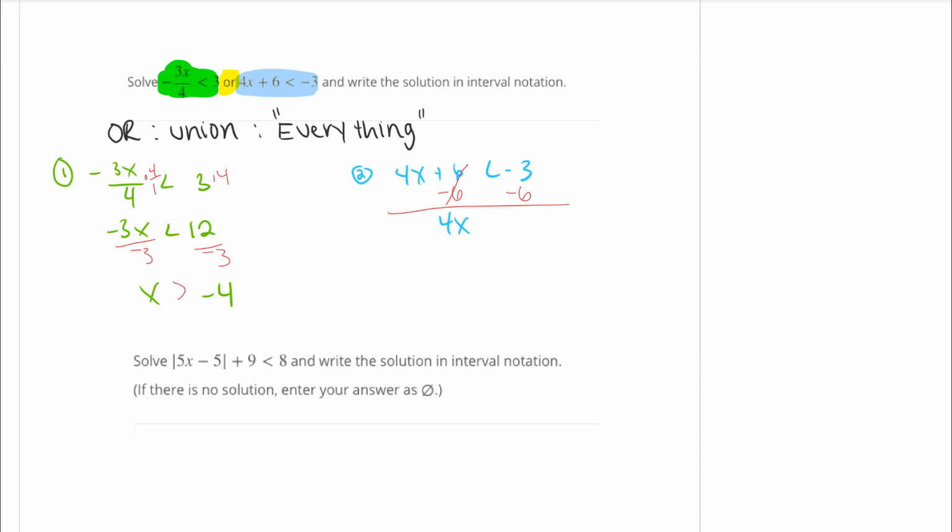So that we have 4x is less than negative 9. And I can go ahead and divide 4 from both sides. So x is going to be less than negative 9/4.